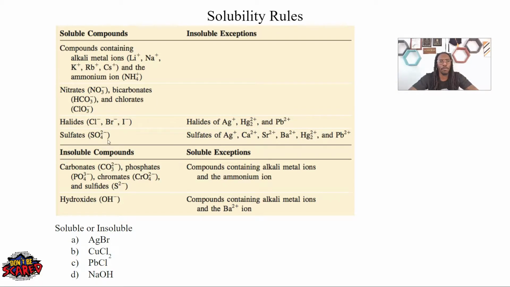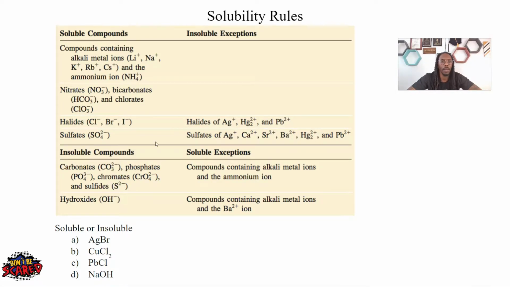If we look at our sulfates, SO4, you've got to know those polyatomic ions. If you have a sulfate, this will normally be a soluble compound. However, there are some exceptions to the rule. For instance, if you have silver, calcium, strontium, barium, mercury, or lead, and you have a sulfate with any one of these elements in a compound, then it's going to be insoluble. It will not dissolve.